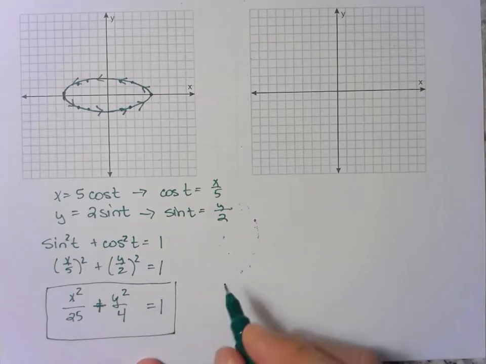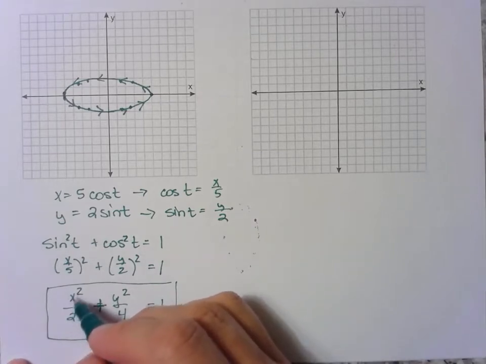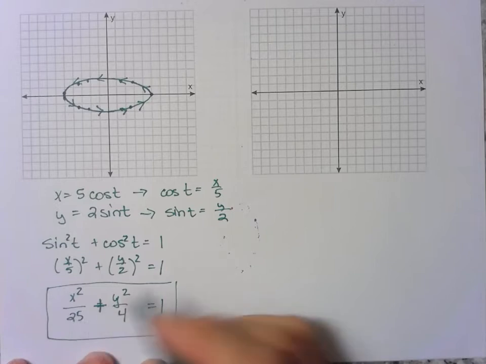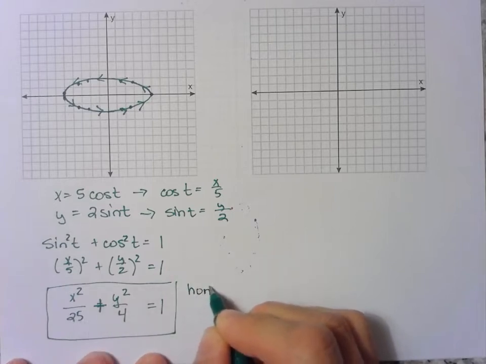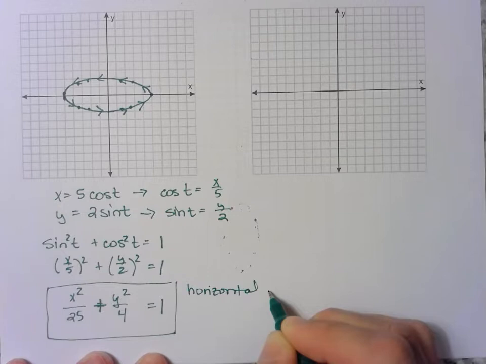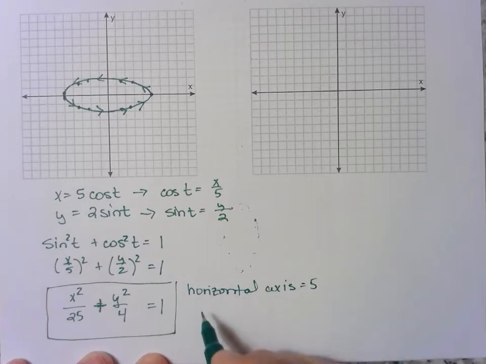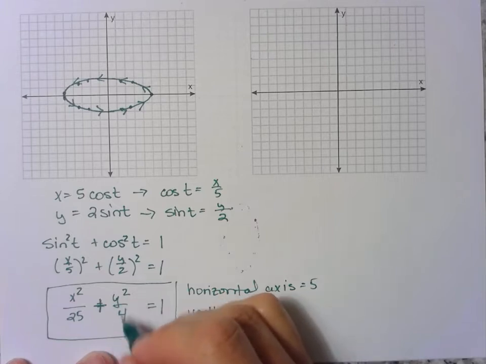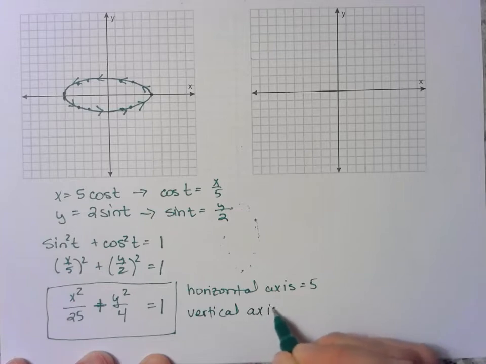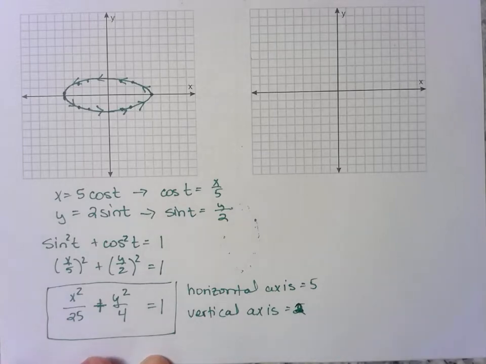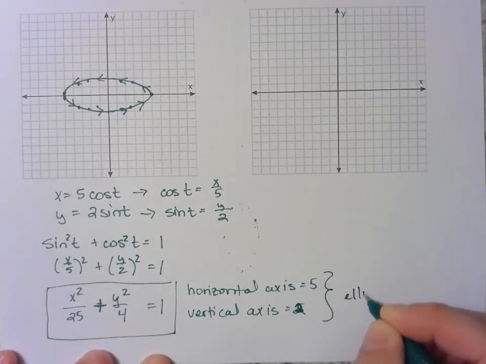This is an ellipse where your horizontal axis is the square root of this. So the horizontal axis is going to be 5 units, and your, well, 5 units in one direction from the center. Then your vertical axis, based on this one, is going to be 5. Oh, sorry, it's going to be 2. Okay, and this is going to make our ellipse.